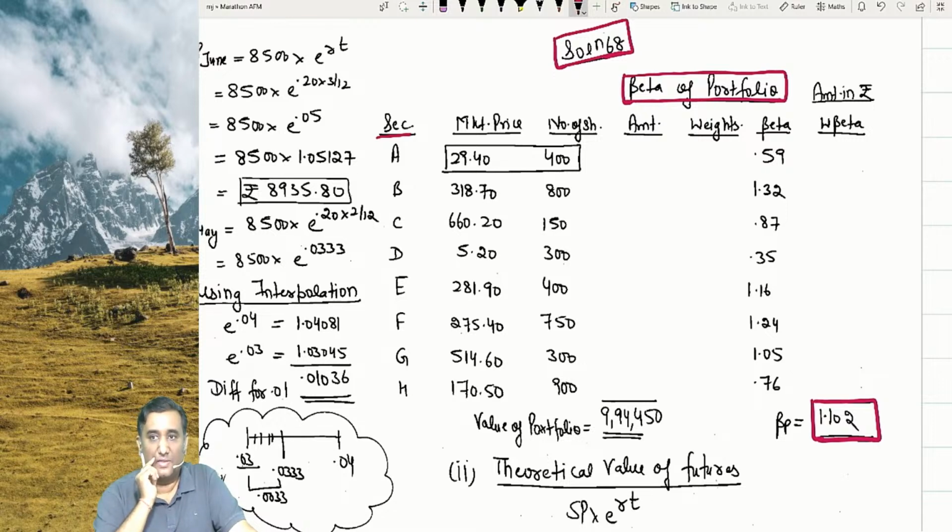Market prices, number of shares, count. Any one of you can cross check. Numbers are right.